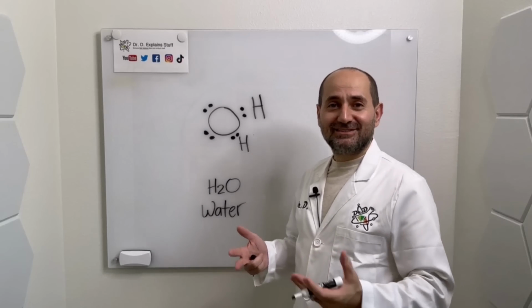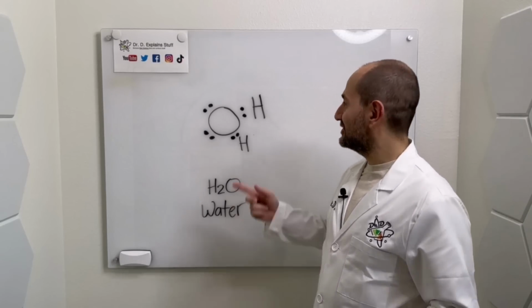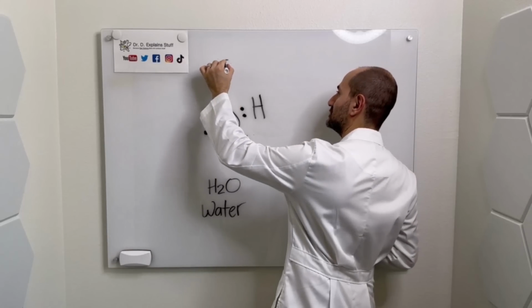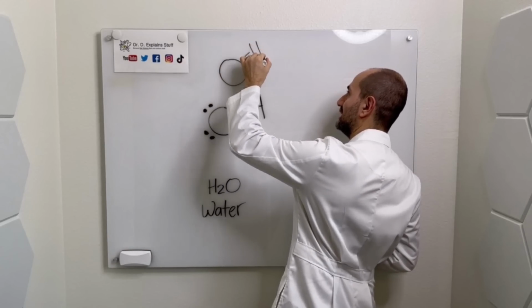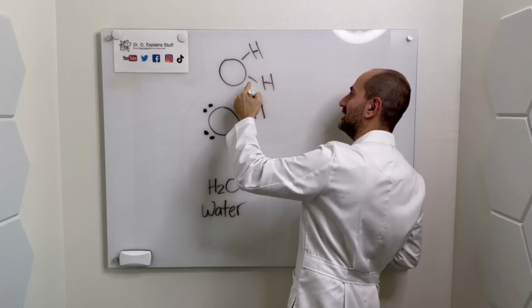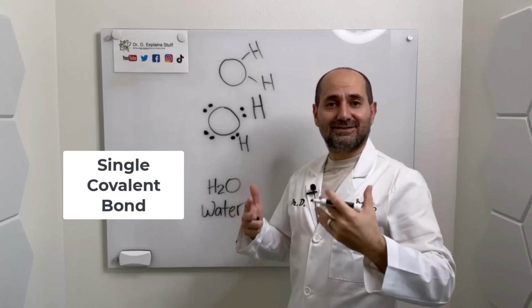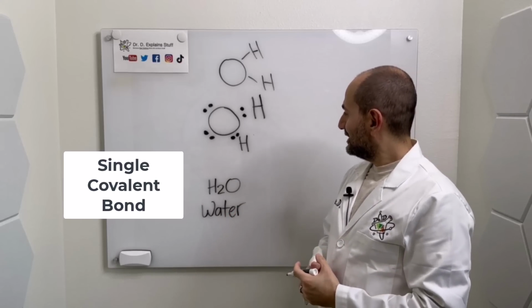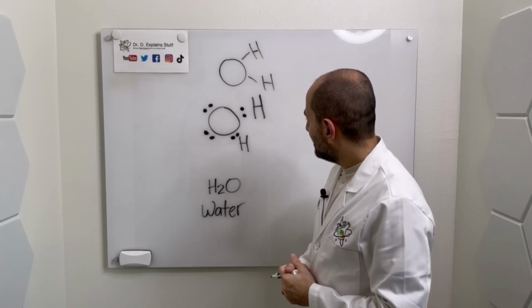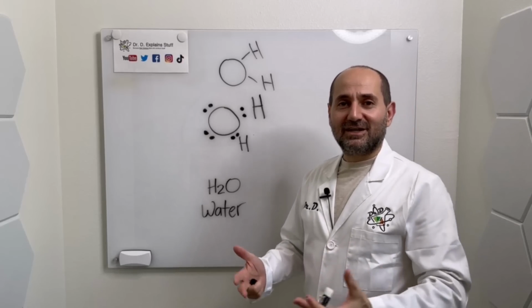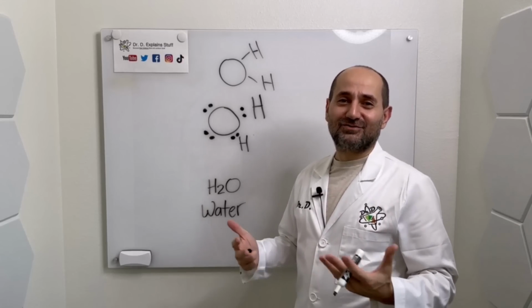Oxygen and hydrogen form covalent bonds, single covalent bonds. And again, you could draw this as O, line H, line H. Every time you see a single line like that, it's a single covalent bond. And water is a molecule with 2 hydrogens and an oxygen. And now you know why water forms.